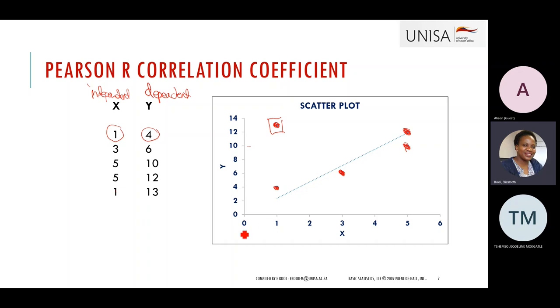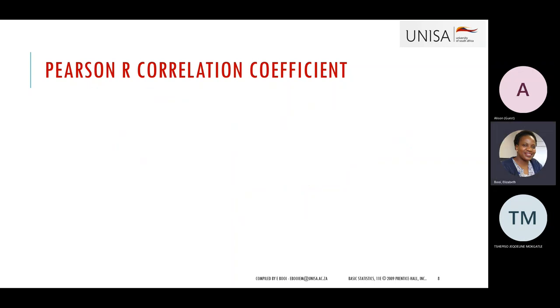But when you look at the other values, if we ignore the one that is far apart, you can see that when my x values are increasing, my y values are also increasing. And that is what we're going to be talking about in terms of the correlation. And looking at this, we will say this is a positive correlation because my x value and my y value are both increasing at the same time.